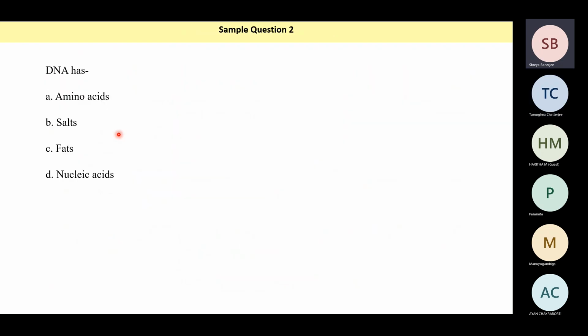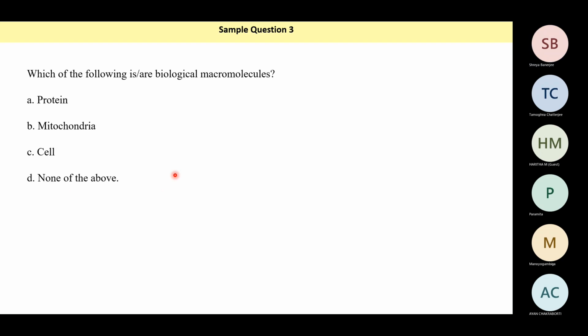So this one. Option D. Yeah, it's nucleic acid, option D. So this is very clear, like I talked about it a few slides ago. DNA is a nucleic acid and it is a polynucleotide made up of different nucleotides.